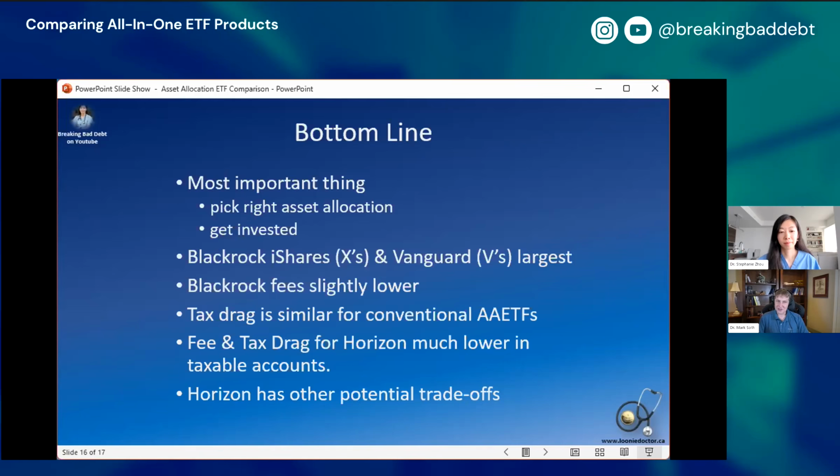The fee and tax drag for the Horizon products, which are the corporate class asset allocation ETFs, are much lower. In taxable accounts, they're only a little bit lower in the tax sheltered accounts. And because of the different factor exposure that they have and the other risks that are associated with them, probably their main usage would be in tax exposed accounts as opposed to the registered ones.